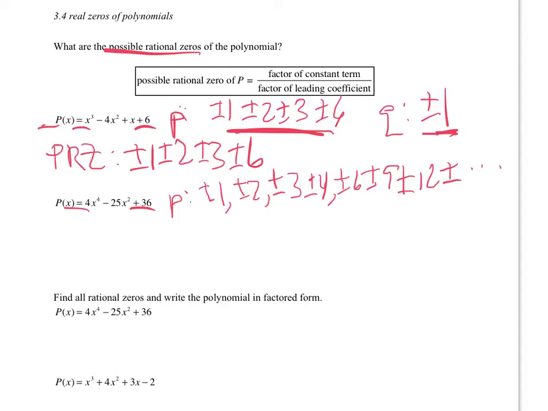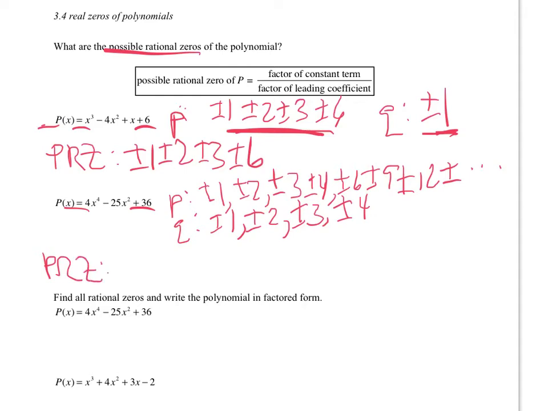So we get all those. The q's this time are factors of 4, which are plus and minus 1, plus and minus 2, plus and minus 3, and plus and minus 4. Now when we form the possible rational zeros, we have a lot more work to do.